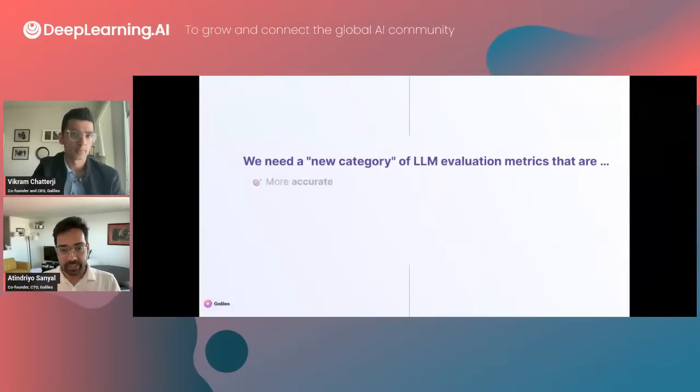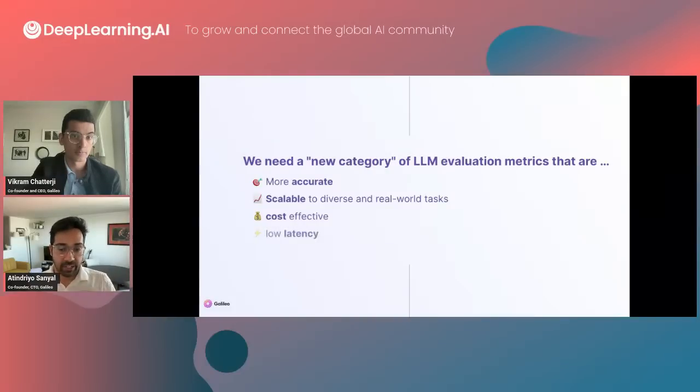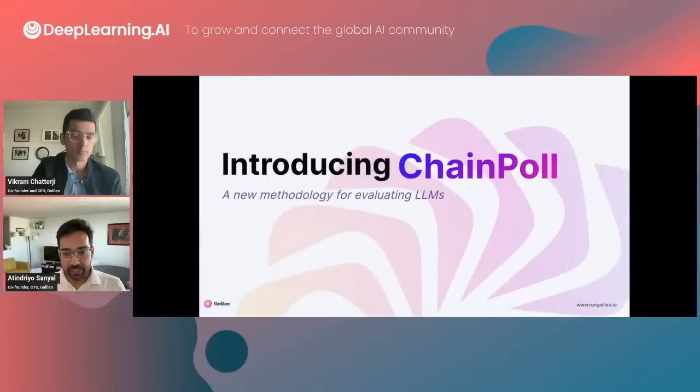number one is more accurate in its results. And number two, it's applicable to real world scenarios. It scales to different kinds of tasks. And finally, it is cheap to compute. And it should work at low latency because we are all building practical metric systems here. So with that, we created a new technique to identify hallucinations. And this technique is called Chainpole. And Chainpole essentially is a high efficacy method to detect hallucinations.